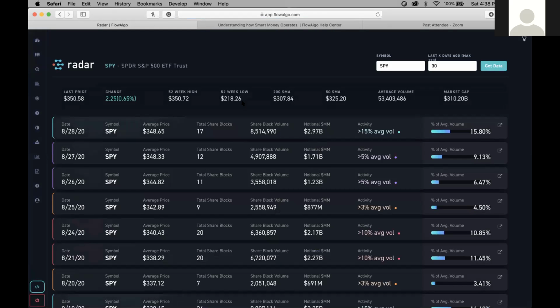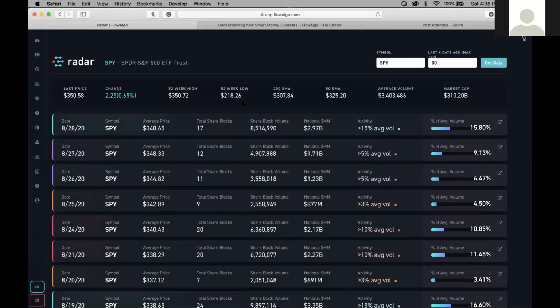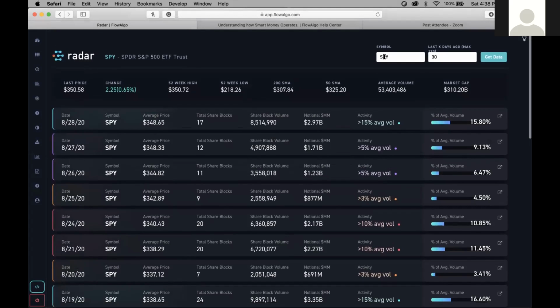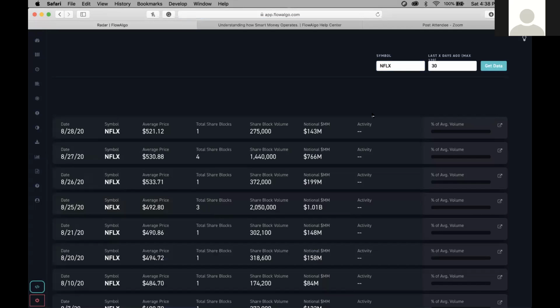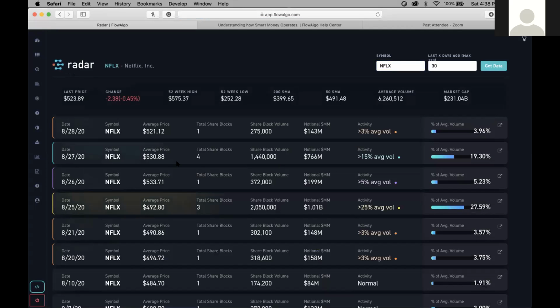The radar, again, is basically like Darkpool prints, but like a radar for them. You can do this for any ticker. Netflix in the last 30 days, you can see that there's massive shares being bought in here in blocks.